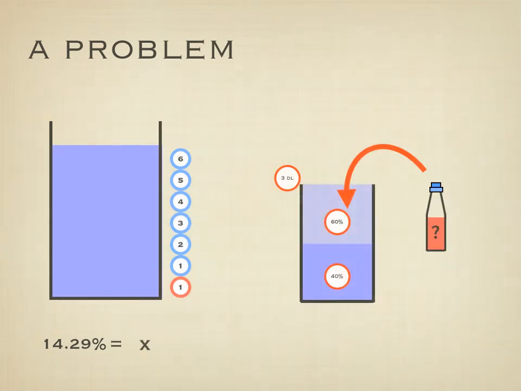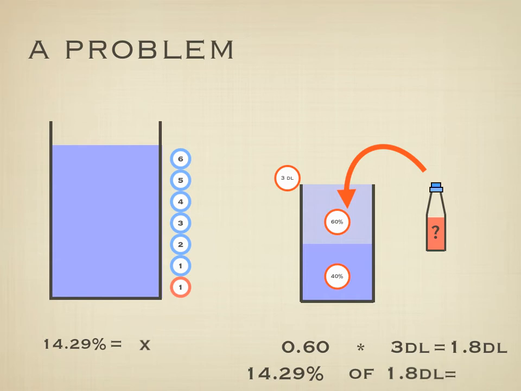Now for the glass on the right. It contains 40% of the mixture, so 60% are still missing to fill it. We want to find out how much 60% of 3 deciliters are. We can write 60% as a decimal. Of is mathematically represented as multiplied by, so 0.60 times 3 deciliters equals 1.8 deciliters. 1.8 deciliters of the mixture are missing to fill our glass.